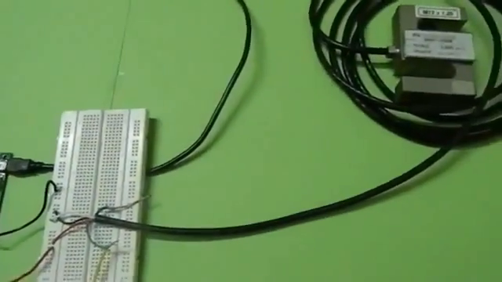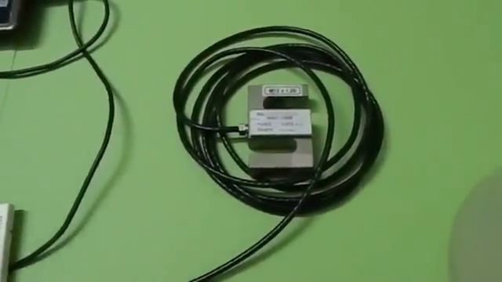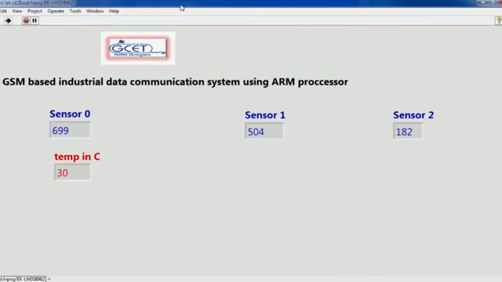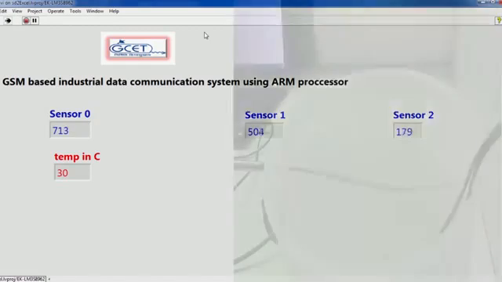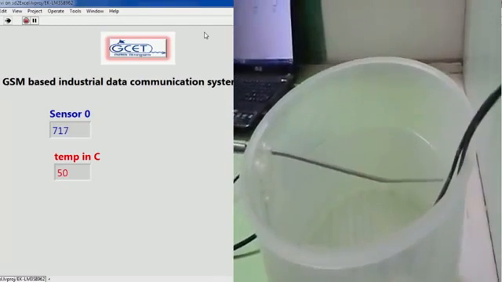In a similar way, we can interface a load cell which is used to sense weight. We have designed a GUI in LabVIEW which displays the scaled data of the sensors. Here sensor 0 data represents the level of ADC, and temperature in Celsius represents the real-time temperature of the water measured by the sensor. As we can see in the GUI, as the temperature of the water increases, the value of the sensor also increases.